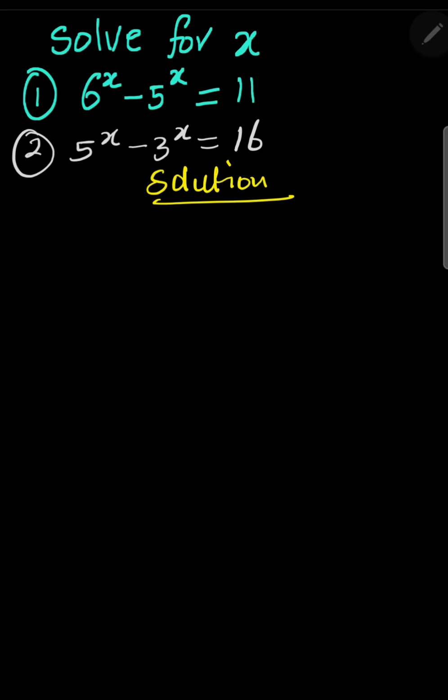So the first equation that is given, we are given 6 raised to the power of x minus 5 raised to the power of x is equal to 11. To solve for the value of x from this equation, the first thing we need to do is to try to make the right hand side to be in the same format with the left hand side. So if you look at the left hand side, we have 6 to the power x minus 5 to the power of x. The base here is 6 and here we have the base of 5. So let's try to make this 11 to be in this form.